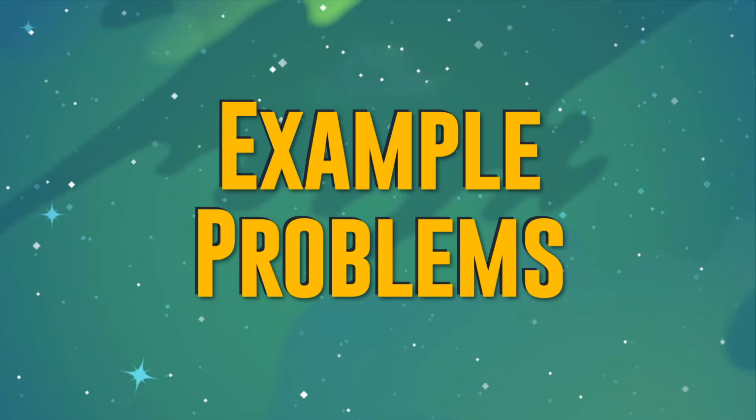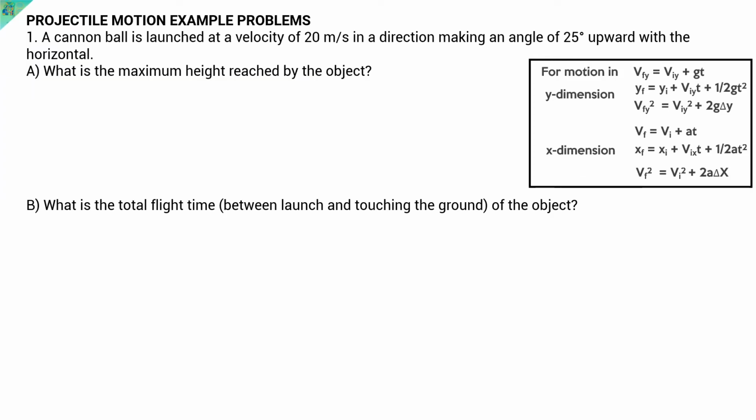Let's have our number 1 problem here. A cannonball is launched at a velocity of 20 meters per second in a direction making an angle of 25 degrees upward with the horizontal. The first question is: what is the maximum height reached by the object?